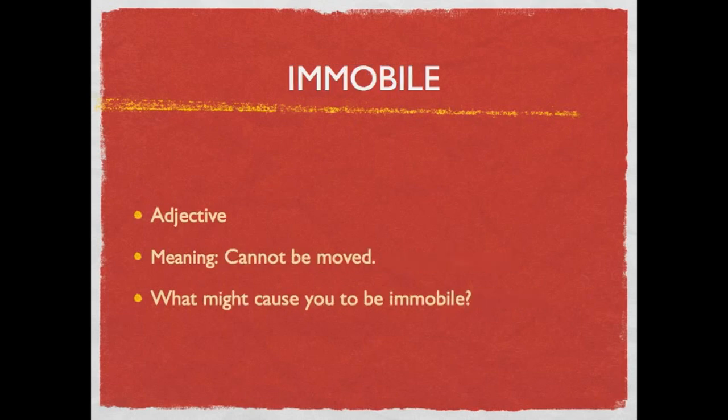Next, we have the word immobile. Immobile is used as an adjective when you write it in a sentence. Remember, an adjective is a describing word. Immobile means cannot be moved. We can tell that this could be the meaning by looking at the prefix im, which means not or the opposite. So, not mobile. If I were to use immobile in a sentence, I could say, a big monument or statue is immobile because it stays in one place. What might cause you to be immobile? Write your response on your vocab sheet.